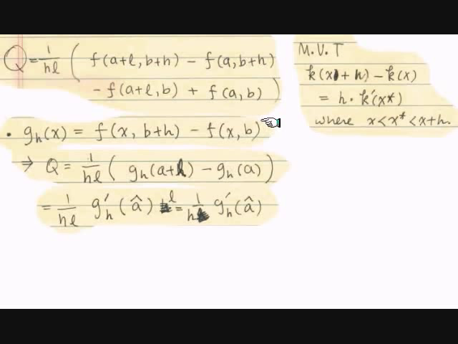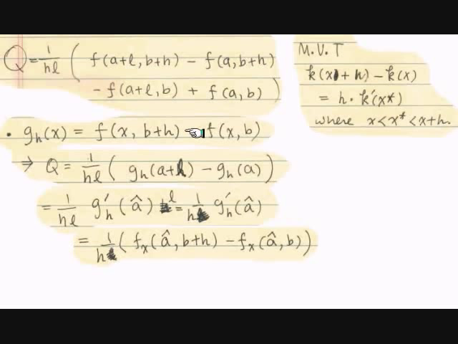So like we did before, we go back to this definition of GH and apply this derivative to the individual term. When we apply the derivative to the individual term, we're differentiating only on x. That's the variable, and b plus h is relatively fixed. So that derivative is the same as the partial derivative with respect to x, and then we plug in a hat, so a hat goes there. The same thing, partial derivative with respect to x.